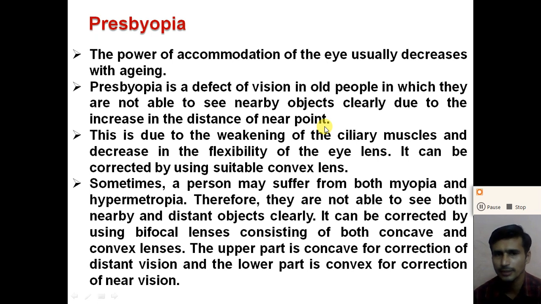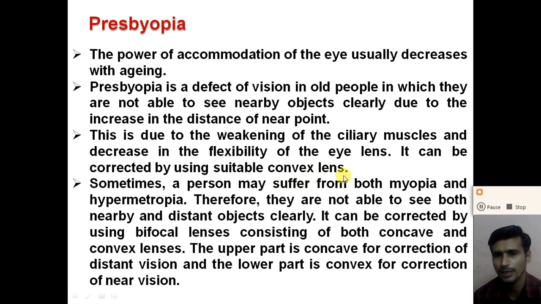In this defect, the person cannot see nearby objects clearly because the near point of the person increases, right? So this defect is known as presbyopia. This is due to the weakening of the ciliary muscles. The ciliary muscles become weak as the age of the person increases, and there is a decrease in the flexibility of the eye lens. It can be corrected by using a suitable convex lens.